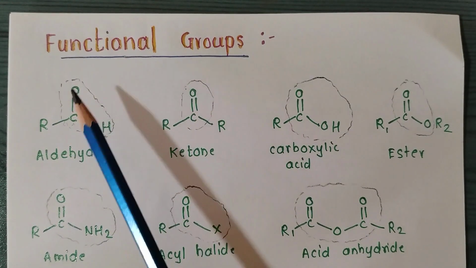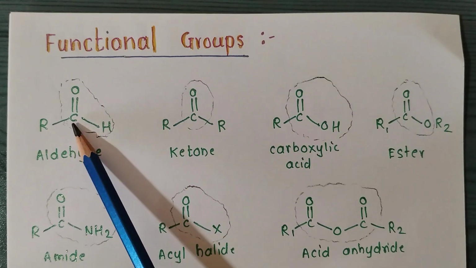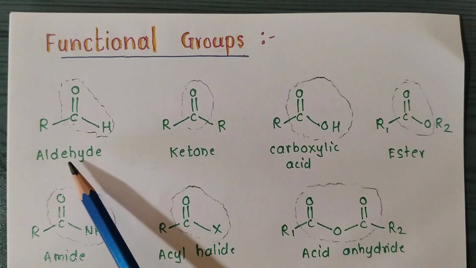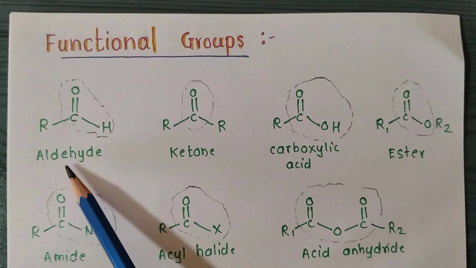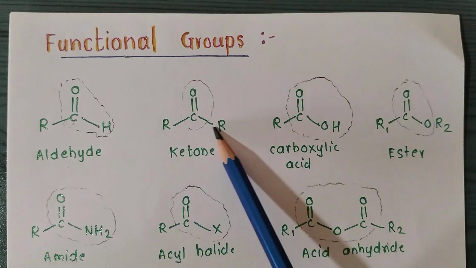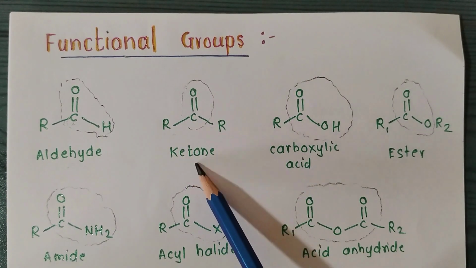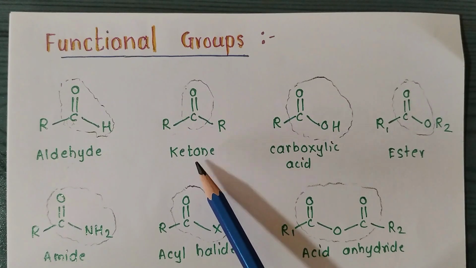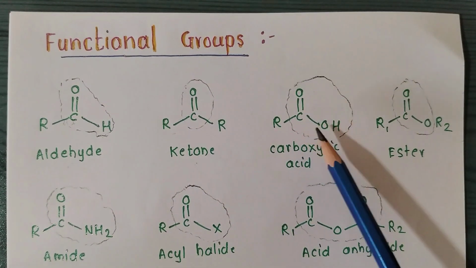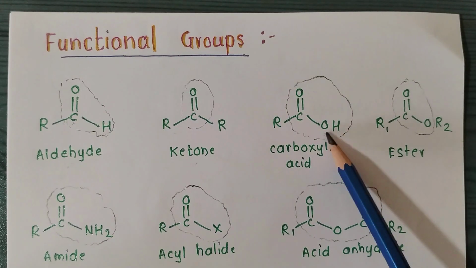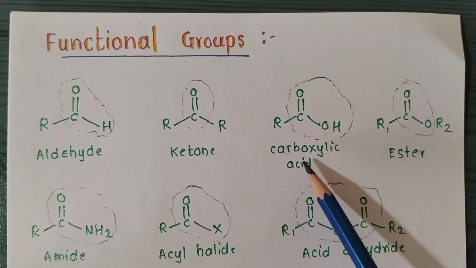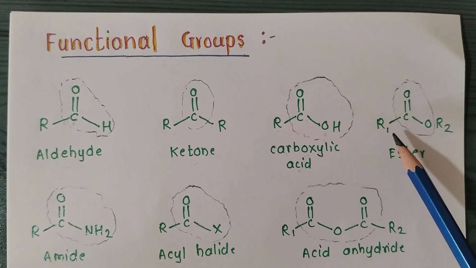See that this is a carbonyl, C double bond O, and if carbonyl is attached to hydrogen, then we call this functional group as an aldehyde. And if suppose carbonyl is attached to alkyl groups, then we call it as a ketone functional group. Now here carbonyl is attached at one side with OH and another side R, then we call it as a carboxylic acid functional group.